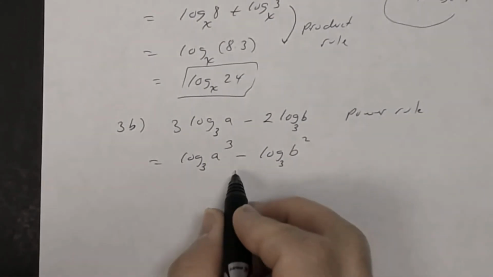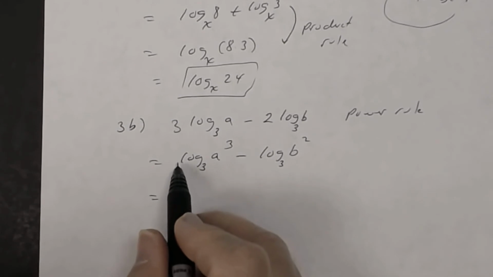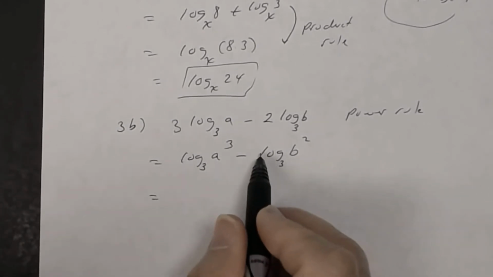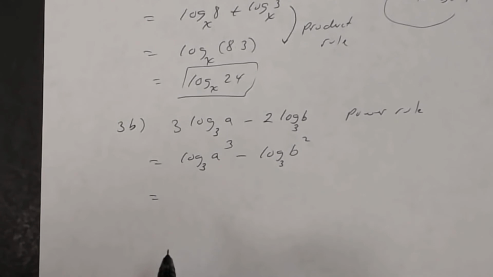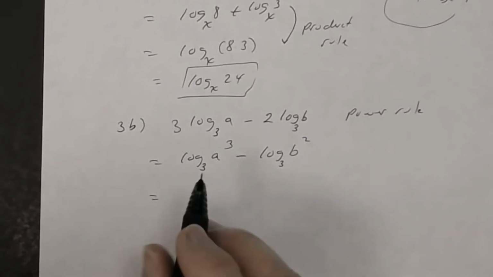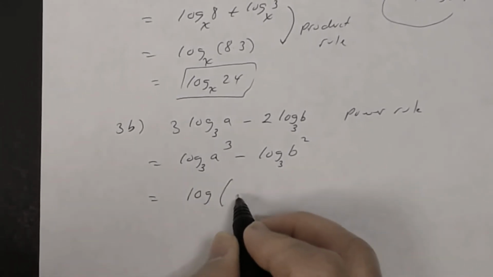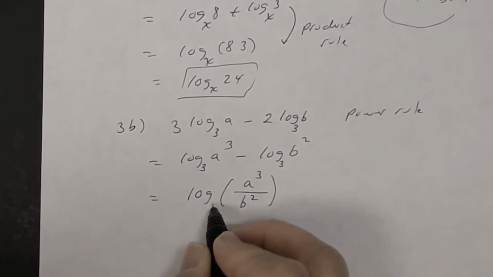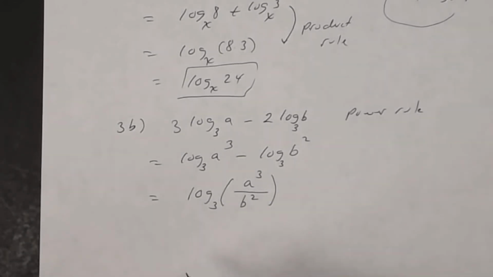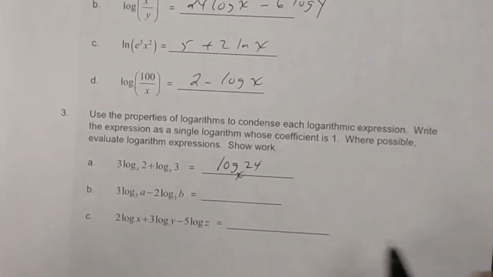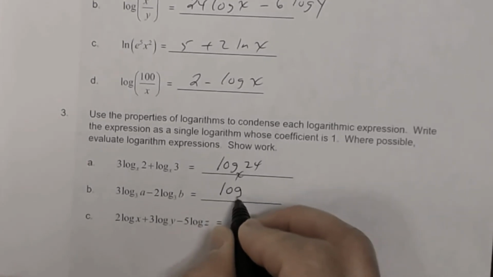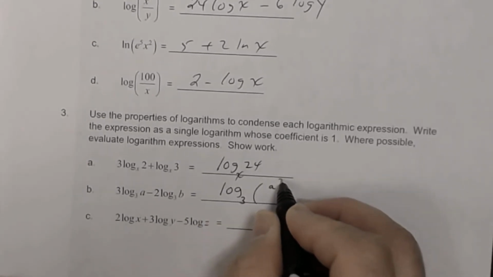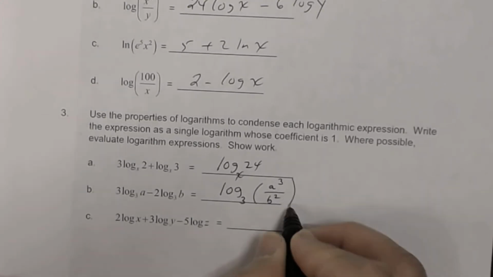All right, so now I can use the quotient rule, and the reason is that this is a 1, and you're subtracting 1 log base 3 of b squared. So it becomes the log of a cubed divided by b squared, base 3. Don't forget your base. And so that's the answer for 3b. For 3b, the answer is log base 3 of a cubed divided by b squared.